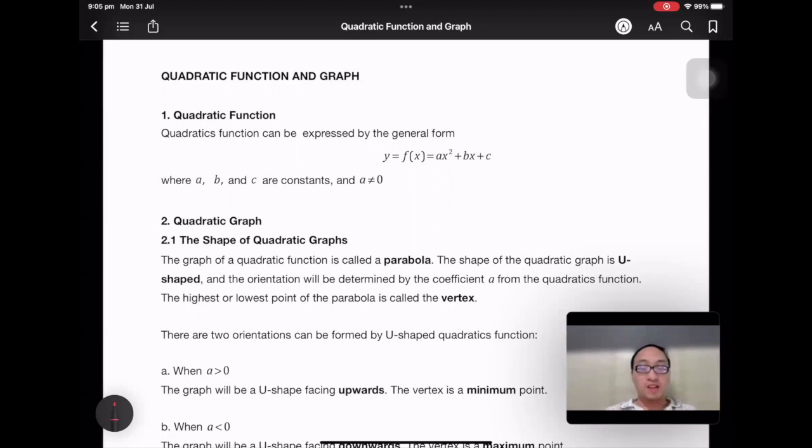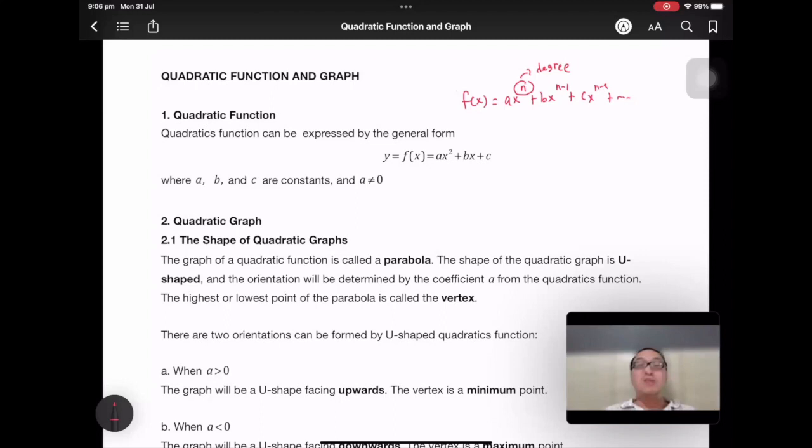Quadratic function and graph. What is a quadratic function? A quadratic function is a polynomial function that has the highest degree of 2. What is degree? If you have a function, for example, ax to the power of n plus bx to the power of n minus 1 plus cx to the power of n minus 2 and so on, the highest power of x is called the degree.